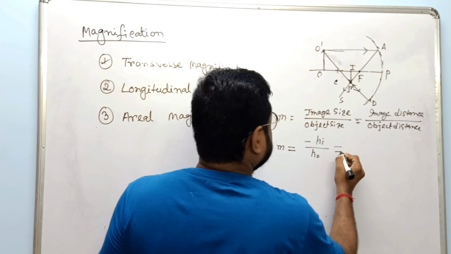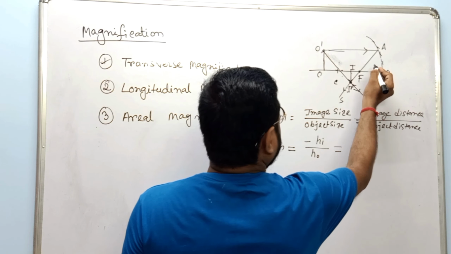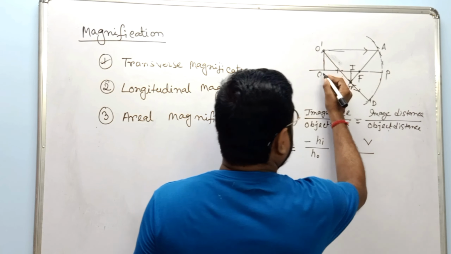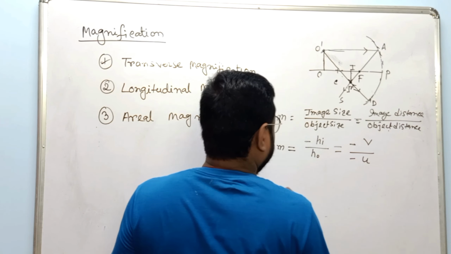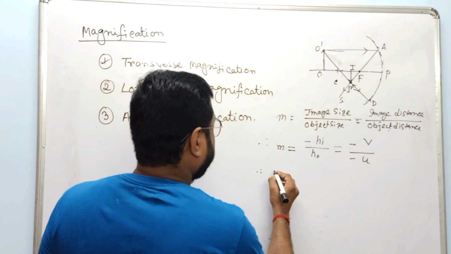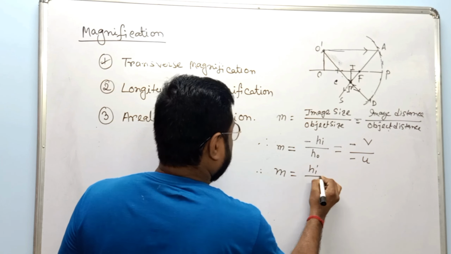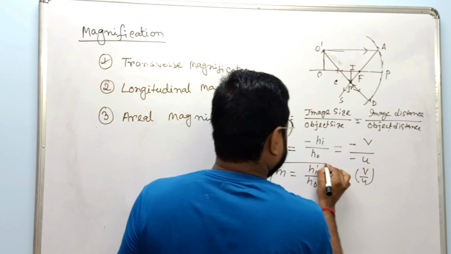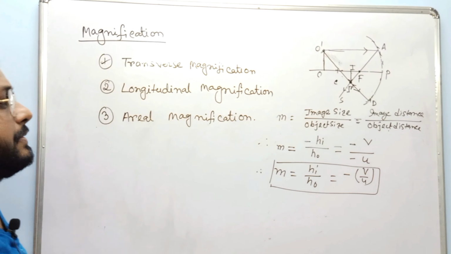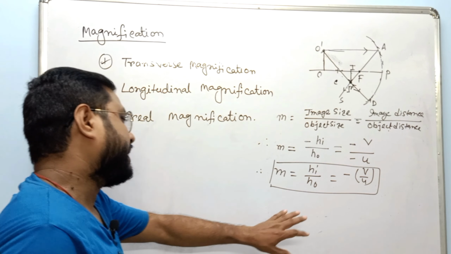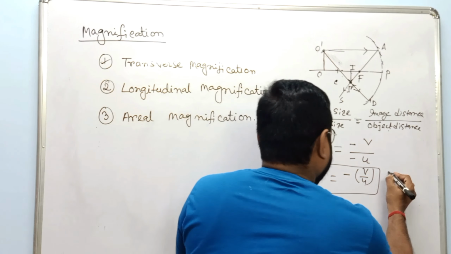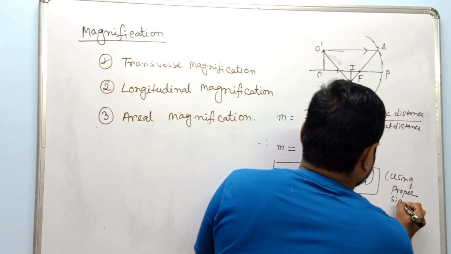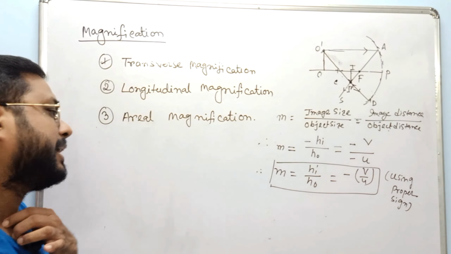Image distance here is PI. Again, this is opposite to the incident ray, so we can say it is minus V, and the object distance OP is known as minus U. So the transverse magnification M must be written as HI upon HO equal to minus V by U. This is the basic formula of transverse magnification. You can find this by using the proper sign of U and V.